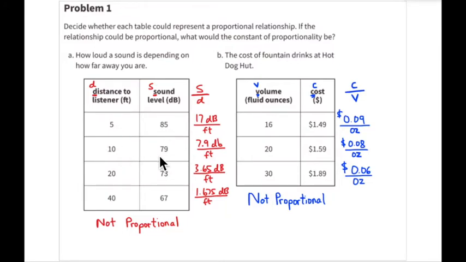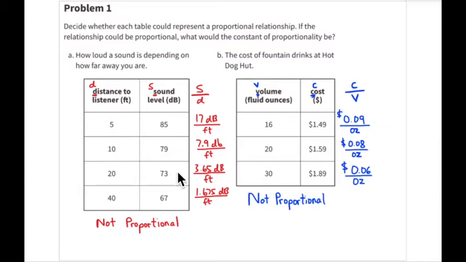10 feet away, they hear the same sound at a level of 79 decibels. 20 feet away, 73 decibels. 40 feet away, 67 decibels. To figure out whether or not that relationship is proportional: if you double the distance, does the sound increase by 2 times? If you triple the distance, does the sound increase by 3 times? Well, first of all, the sound decreases. As you go farther and farther away, it gets less and less.